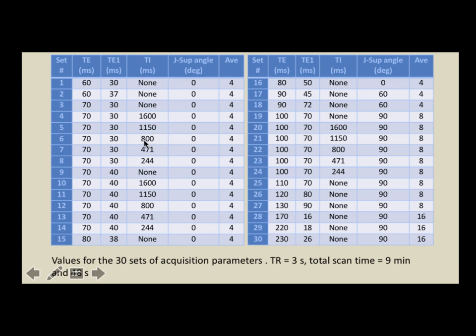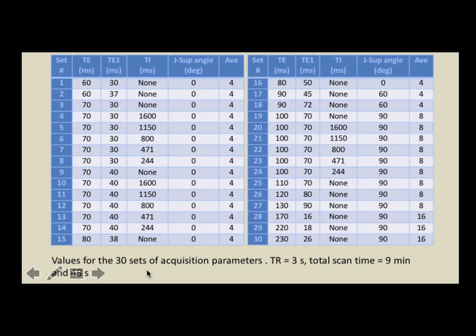When the TE is 70 and 100, we also apply the inversion recovery pulse with a variable TI, time of inversion, to encode T1 information. So basically, we acquire 30 sets of data simultaneously with T1 encoding and T2 encoding.